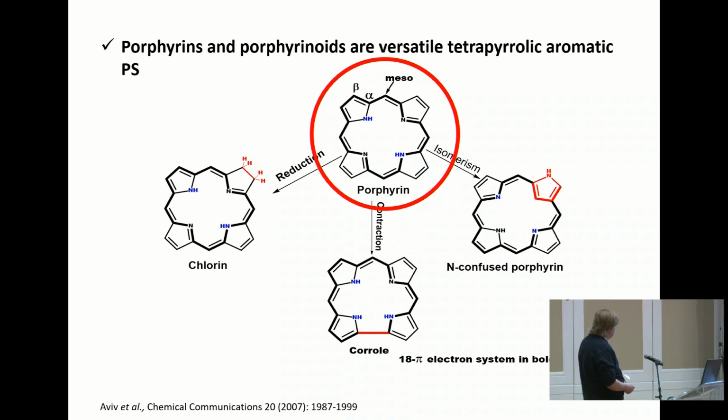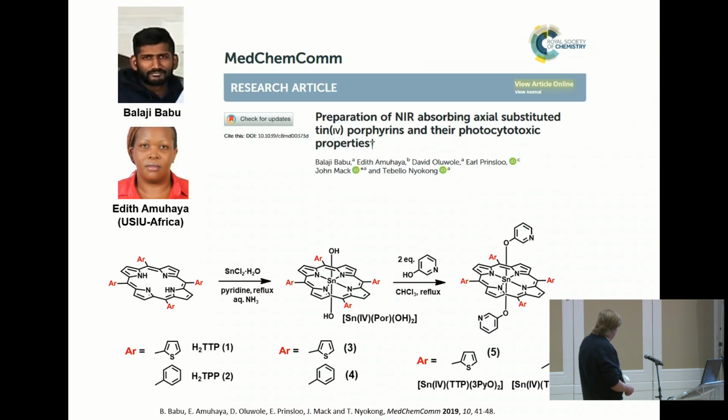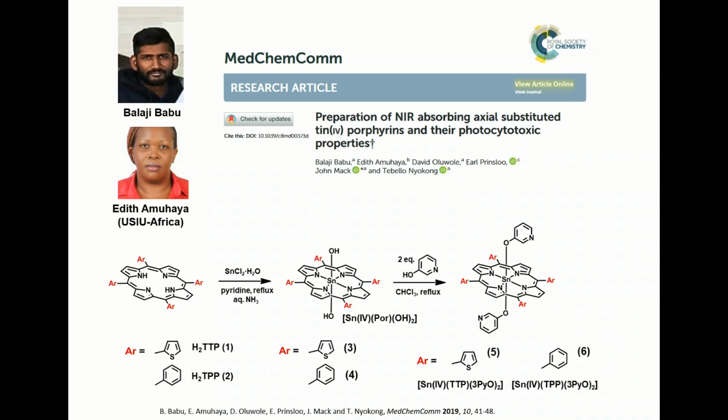So there are different approaches we can use to modify the porphyrin ligand, and what we've looked at is reducing a peripheral bond, introducing a direct peripheral bond, and flipping one of the nitrogen atoms to the outer periphery of the ring. And our starting point for this, in collaboration with Dr. Edith Amuhaya in Nairobi in Kenya, was to replace phenyl rings that are typically used in synthetic porphyrin molecules with thiophene rings.